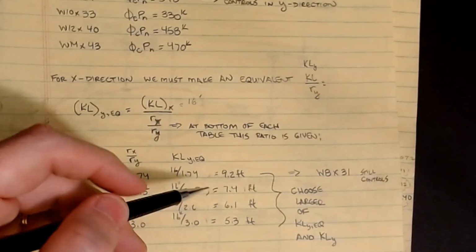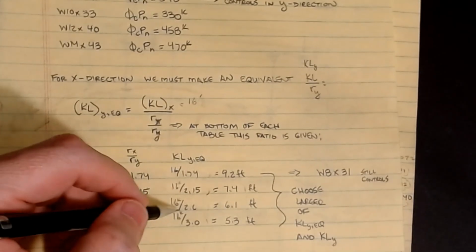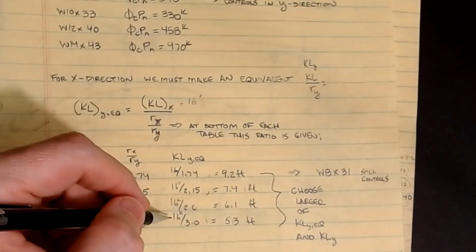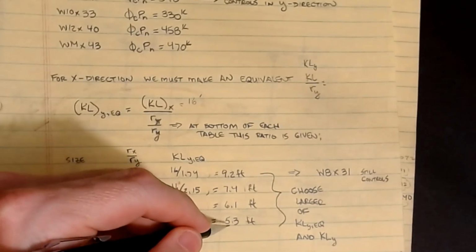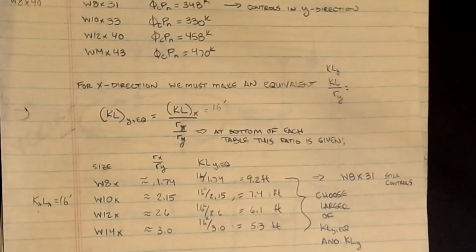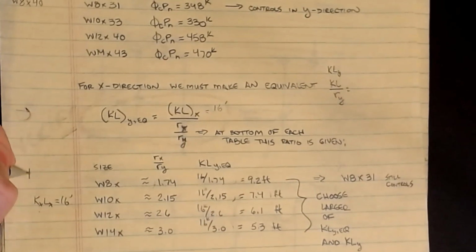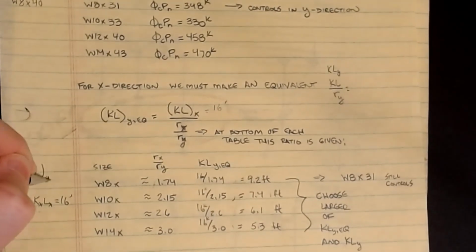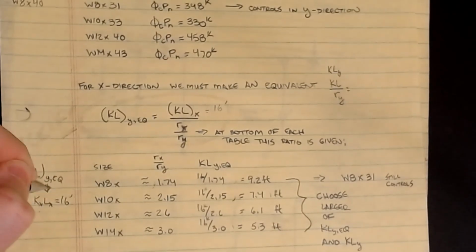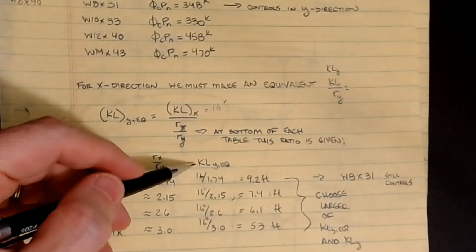Okay, the W10 is 16 over 2.15, that gives me 7.4. 16 over 2.6 gives me 6.1 feet, and 16 over 3.0 gets me 5.3 feet. Okay, and so right here, we can see that if we were to choose the W8 on this, I have my KLY, and this is what we're calculating, is KLY equivalent using this KXLX value.